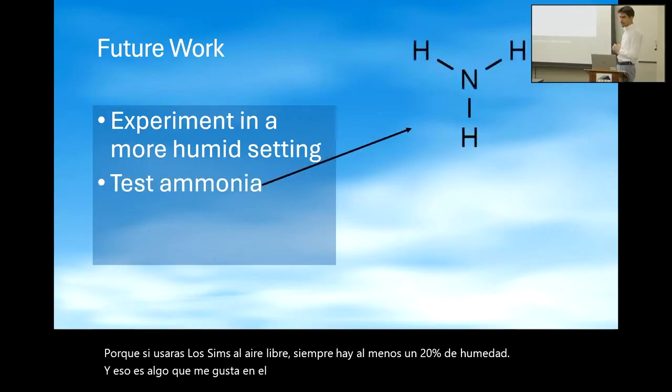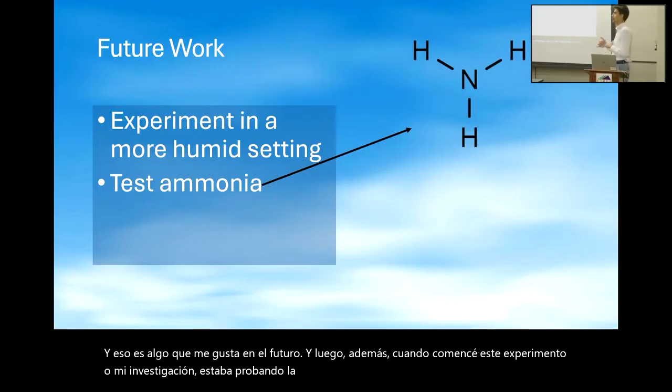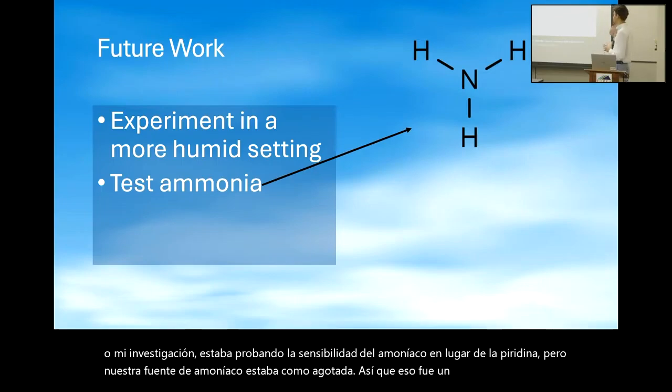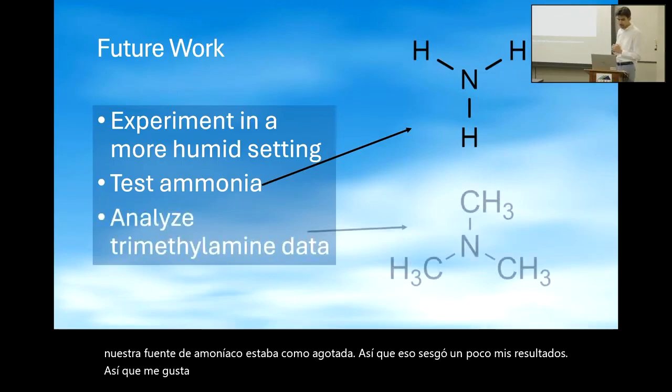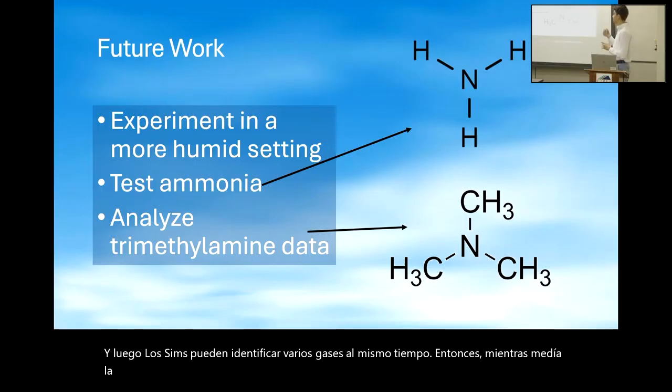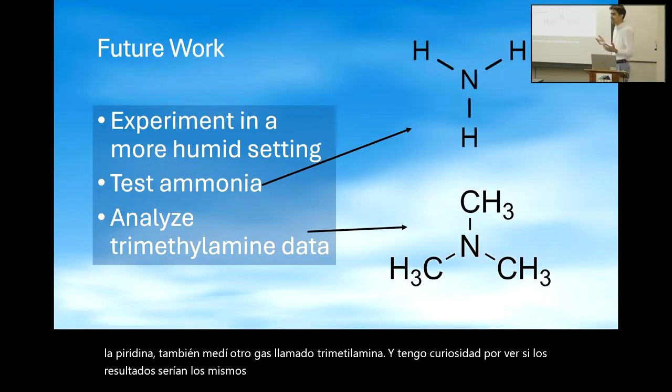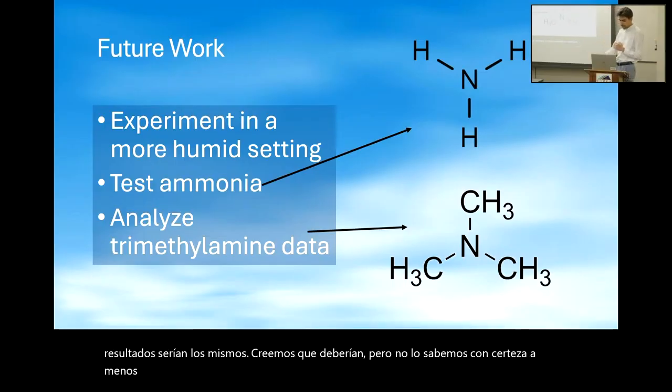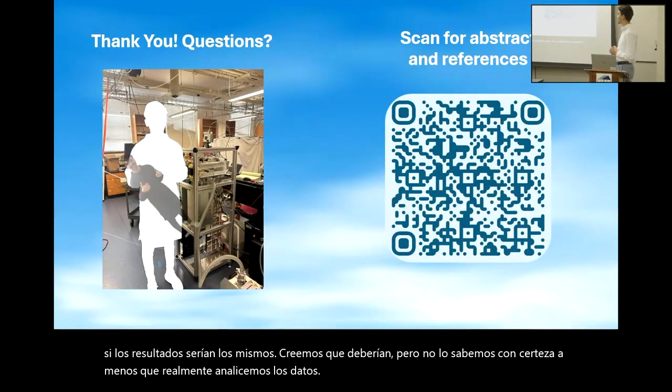Additionally, when I first started this research, I was testing the sensitivity of ammonia instead of pyridine, but our ammonia source was running out, so that skewed my results. So I'd like to finish that experiment. And then the CIMS can identify multiple gases at the same time. So while I was measuring pyridine, I also measured another gas called trimethylamine. And I'm curious to see if the results would be the same. We think they should, but we don't know for sure unless we actually analyze the data. And yeah, thanks for watching.